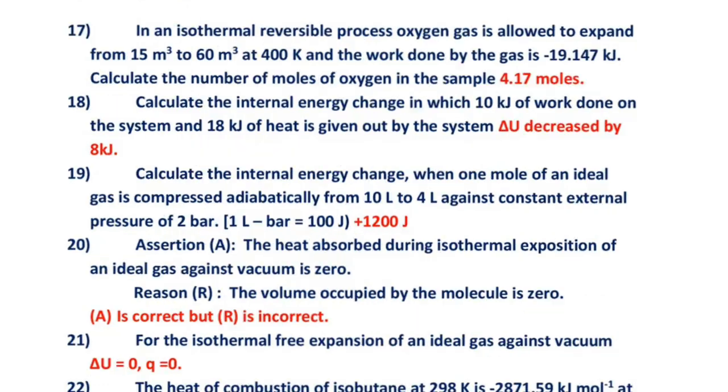Minus 10,339 joule. In an isothermal reversible process, oxygen gas is allowed to expand from 15 meter cube to 16 meter cube at 400 Kelvin and the work done by the gas is minus 19.147 kilojoule. Calculate the number of moles of oxygen in the sample. 4.17 moles. Calculate the internal energy change in which 10 kilojoule of work is done on the system and 18 kilojoule of heat is given out by the system. Delta U decreased by 8 kilojoule.